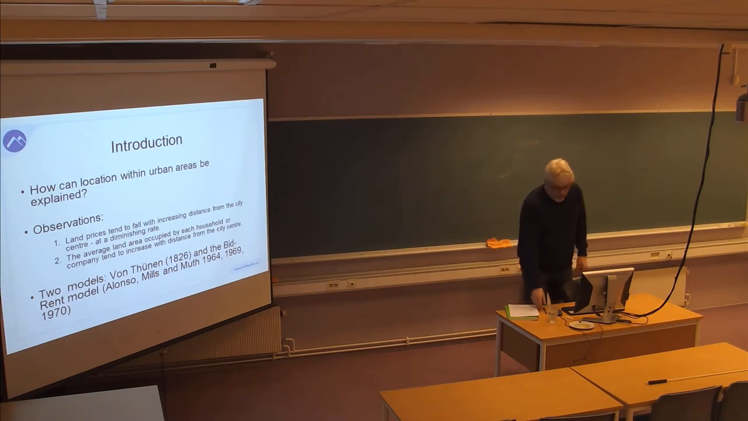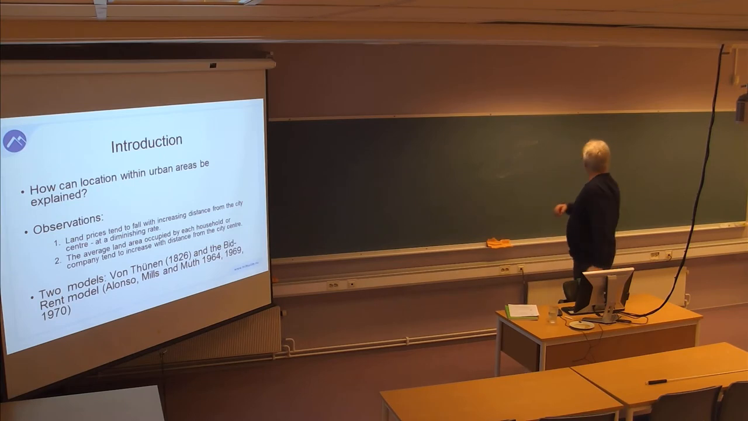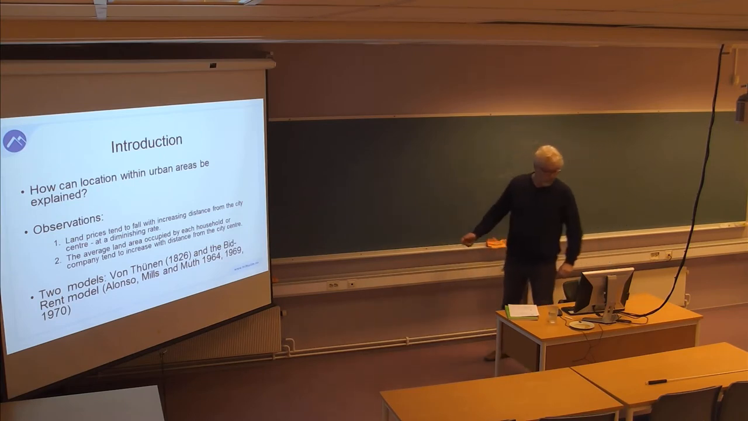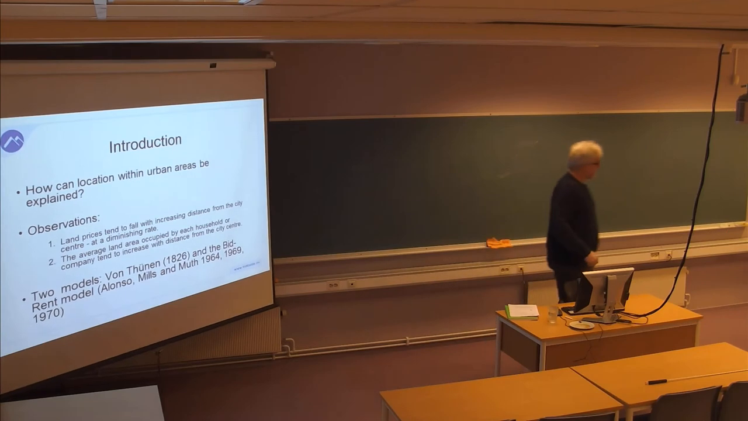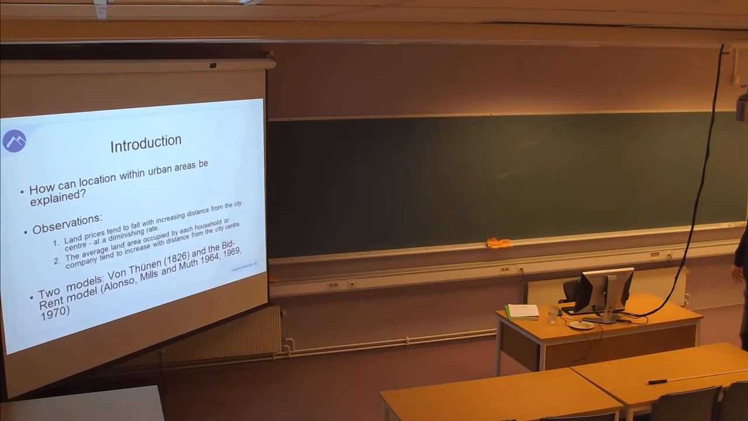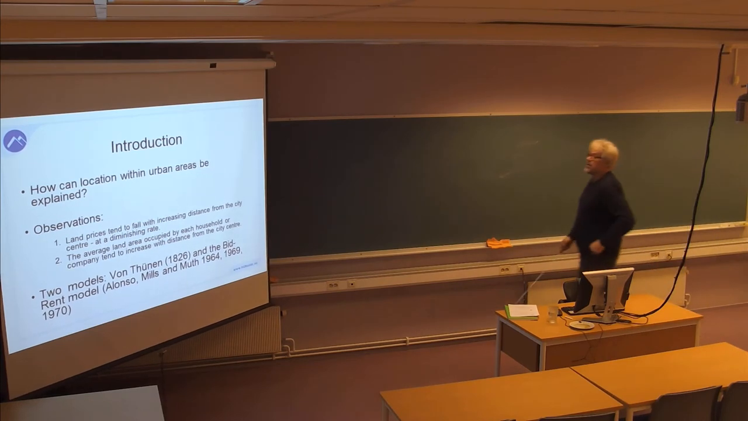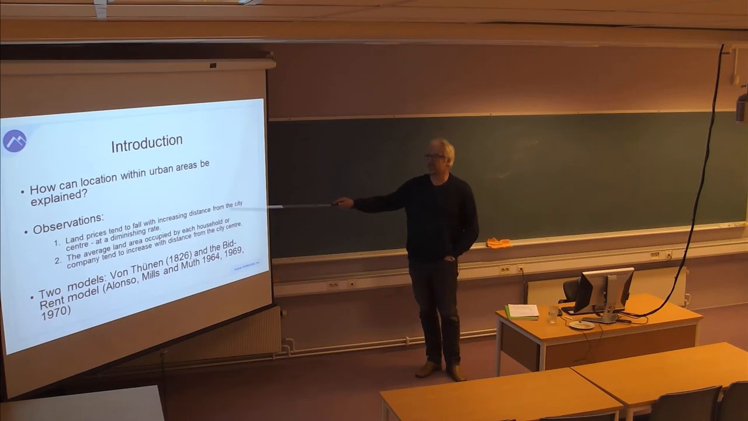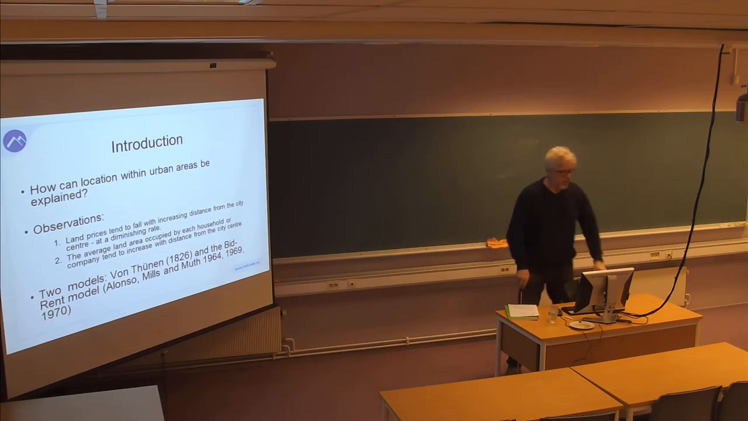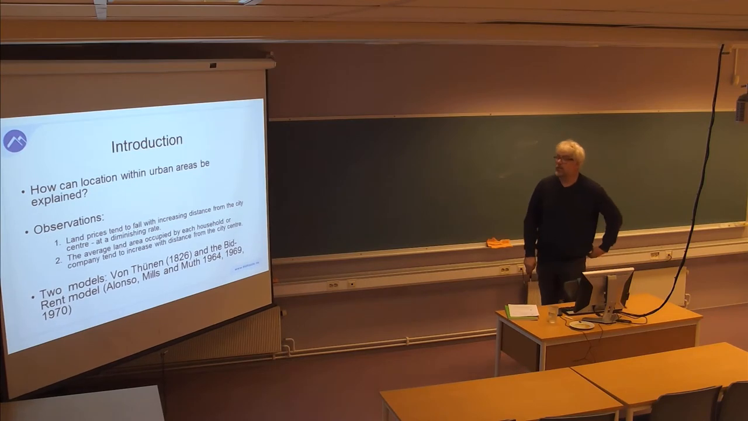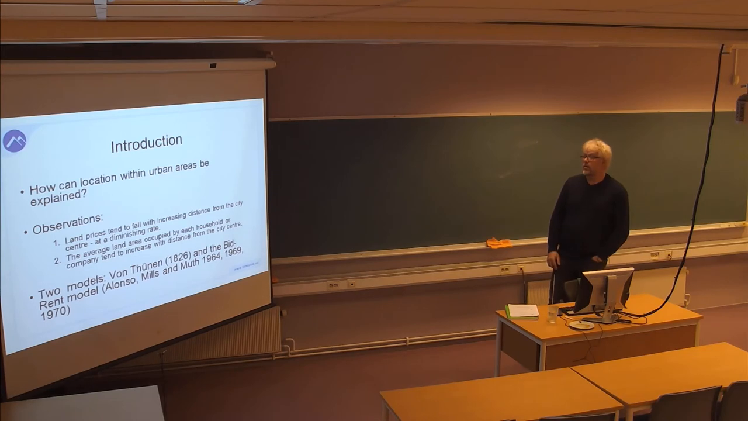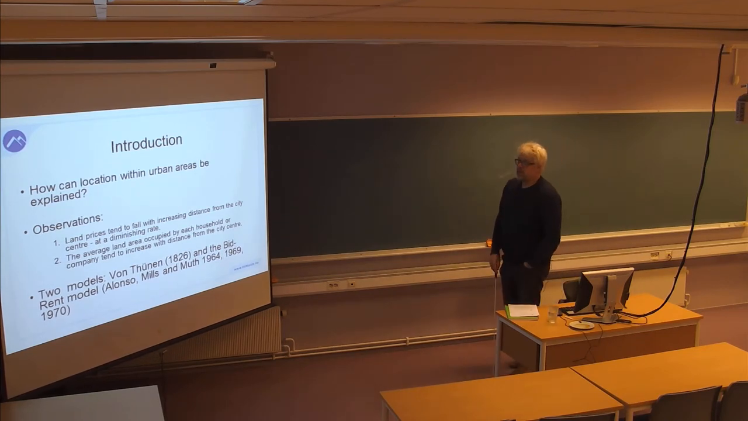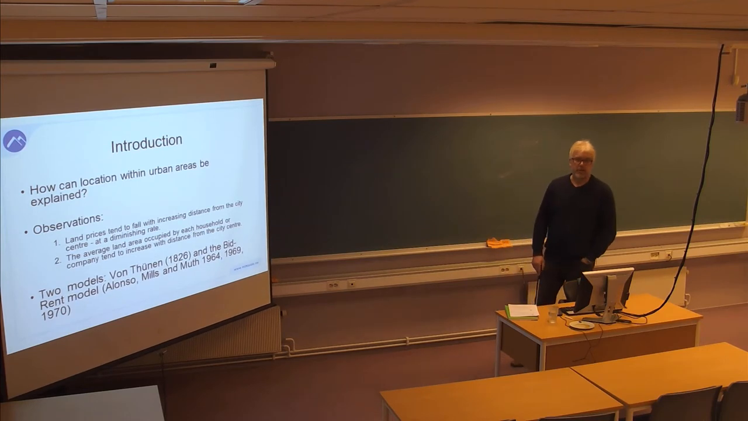So what we observe, the pointer is gone, but there it is, is that land prices tend to fall with increasing distance from the city center. So it's cheaper to buy land way outside of a city instead of buying the same amount of land close to the city center. That is a knowledge that we can easily obtain if we look for a house or something. We see that this mechanism is at work.